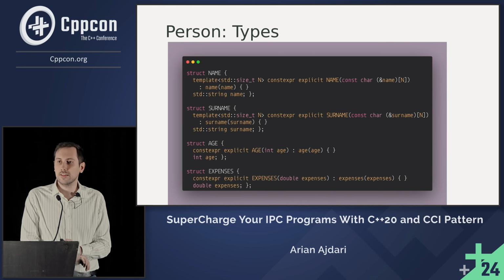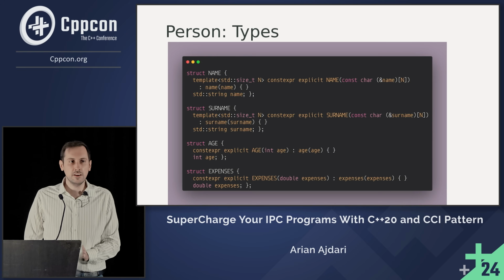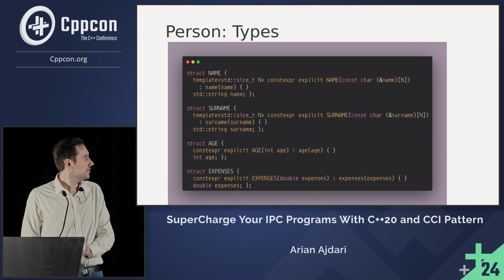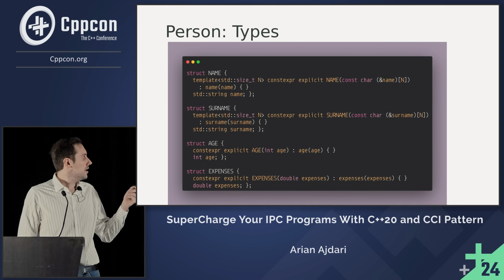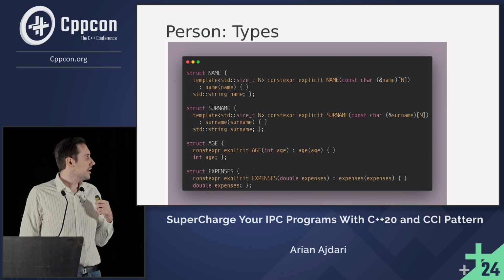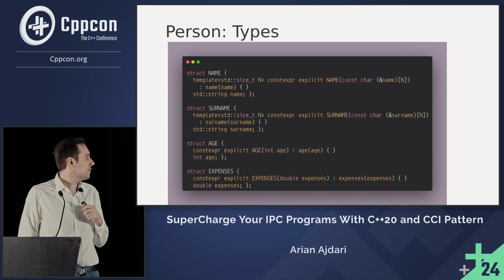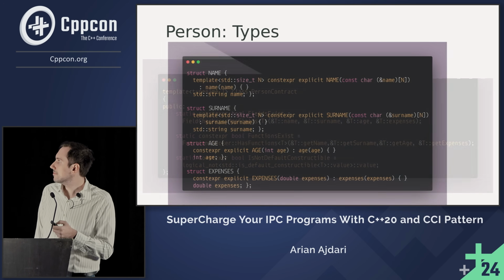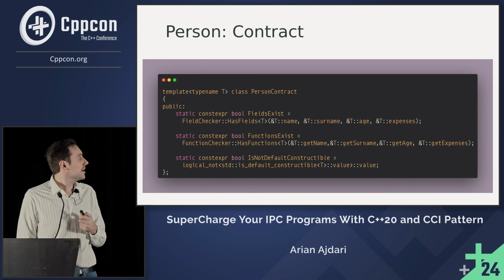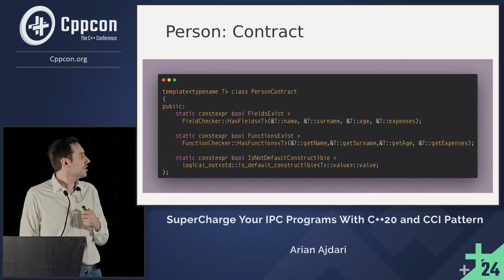So I'm going to create now the person types. The attributes are going to be expressed as types. So we put name to be of type std string. We put the surname to be also of type std string. We declare age to be of type int, and expenses, we would like to declare them as double. It makes sense for the expenses to be double. And now I guess we are ready to start writing our contract.